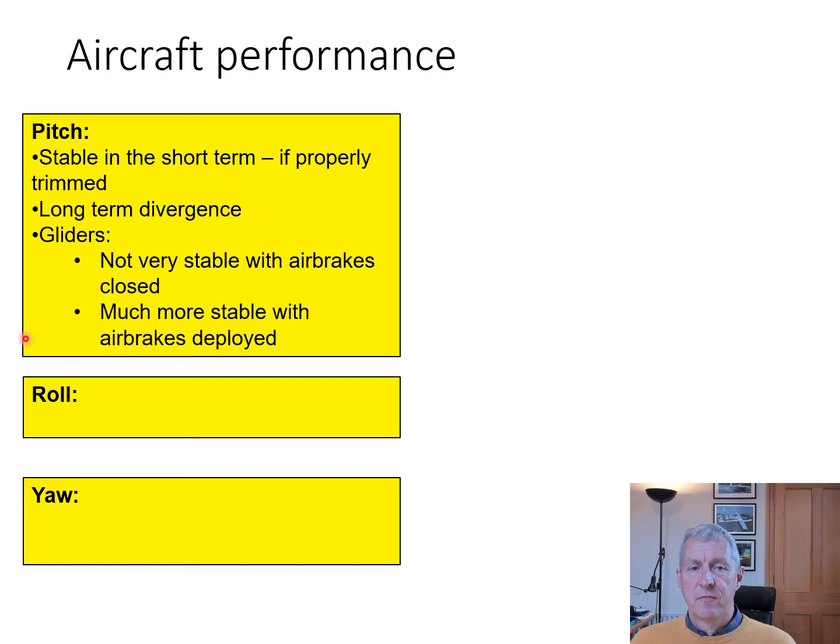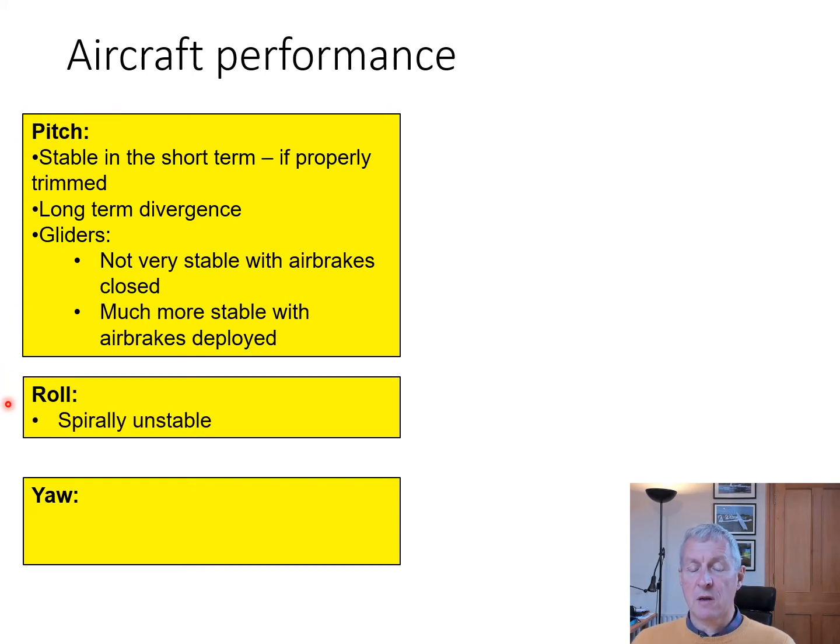The airplanes that we fly, the gliders, are pretty stable in the short term if they're properly trimmed in pitch. They will diverge in the long term, so they'll leave the attitude that we've got. And gliders aren't terribly stable with the air brakes closed, but they're much more stable with the air brakes deployed. But generally, if we have a trimmed glider, then not much happens in pitch very quickly. So our speed tends to stay the same, even if over a long period of tens of seconds it will diverge. So it's not the thing we're going to concentrate on.